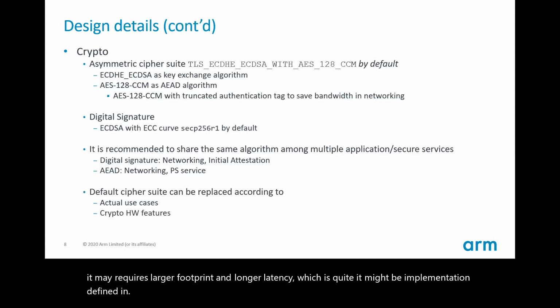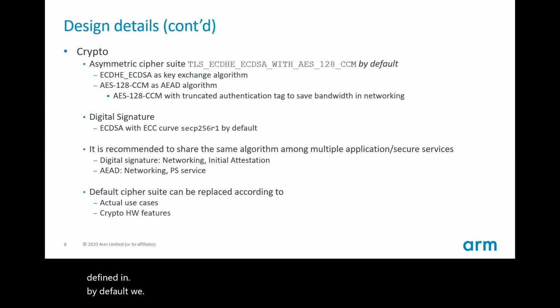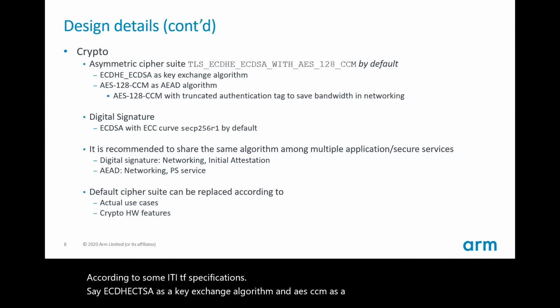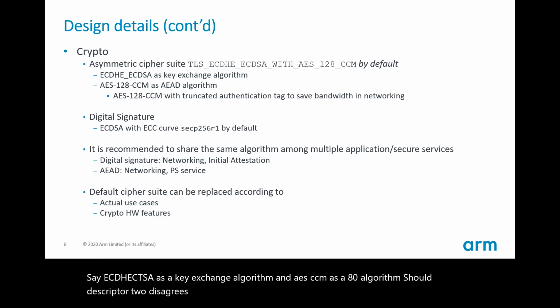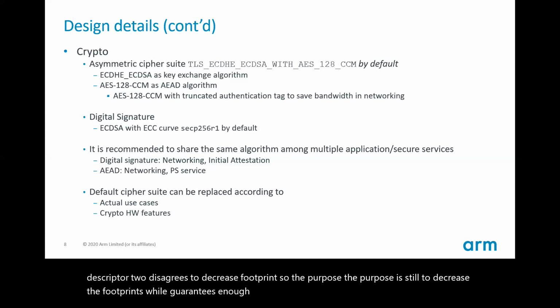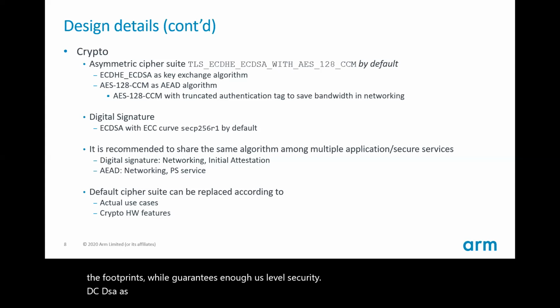Crypto: by default, we select the TLS asymmetric cipher suite, which is shown here, according to some IETF specifications. ECDSA is used as the key exchange algorithm and AES-CCM as the AEAD algorithm to decrease footprint. The purpose is to decrease the footprint while guaranteeing enough security. ECDSA as a digital signature decreases the footprint compared to RSA.